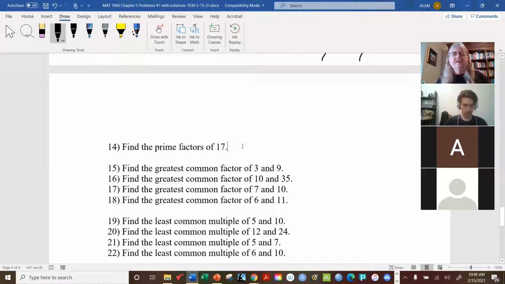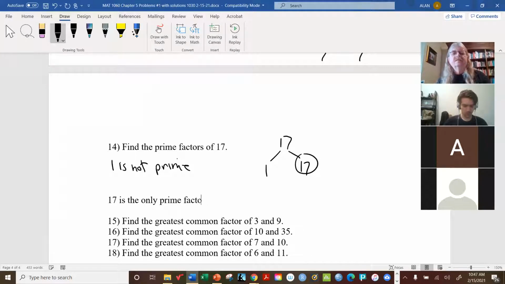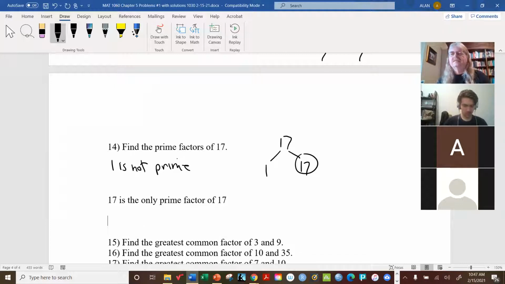Ooh, 17. Oh my God. Now, you can take it and write it out like this. Remember, this is not prime. So that means there's only one prime factor of 17. So 17 is the only prime factor of 17. And that's it, you're done. It's unusual, but that's how it works.